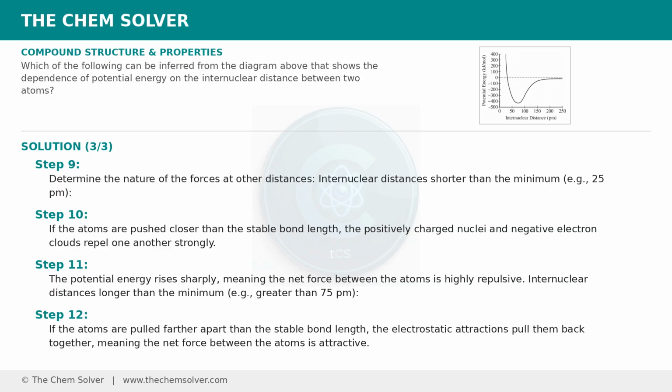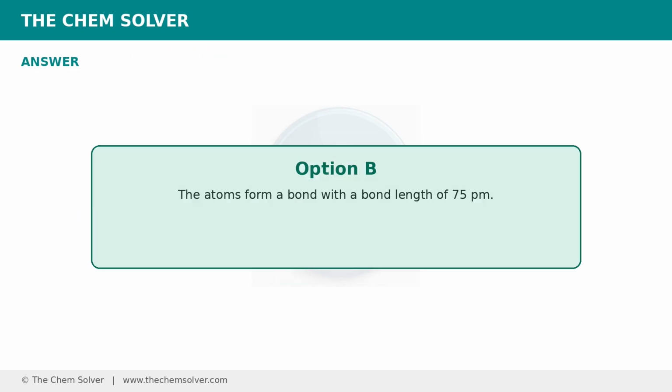Internuclear distances longer than the minimum, e.g., greater than 75 picometers, occur if the atoms are pulled farther apart than the stable bond length. The electrostatic attractions pull them back together, meaning the net force between the atoms is attractive. The correct answer is option B. The atoms form a bond with a bond length of 75 picometers.